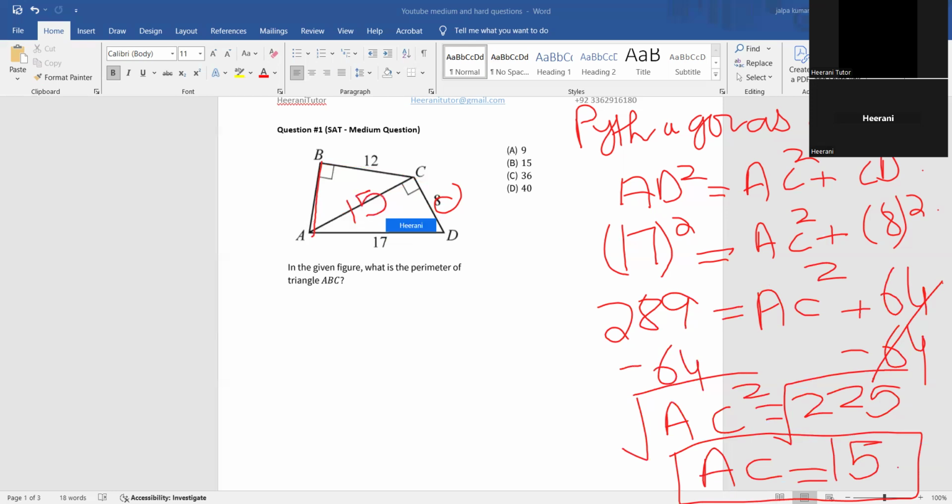So we need to work for AB now. Again, we will be applying the same thing. We will be applying the Pythagoras theorem because this is again a right angle triangle. 2 sides are given. We can easily find the length of the third side. So let's do that. I'm gonna erase this so I have some space to do the other calculation.